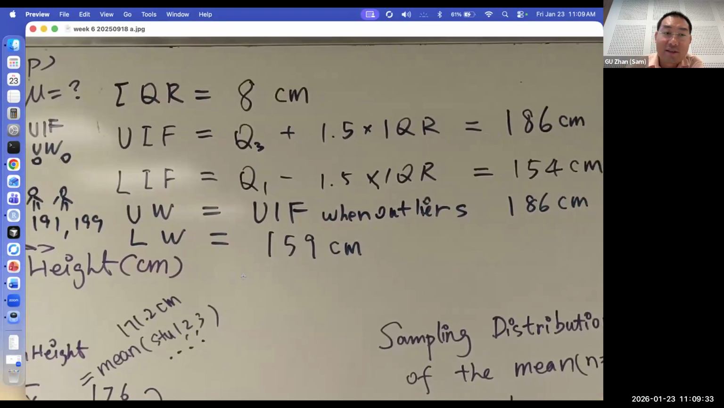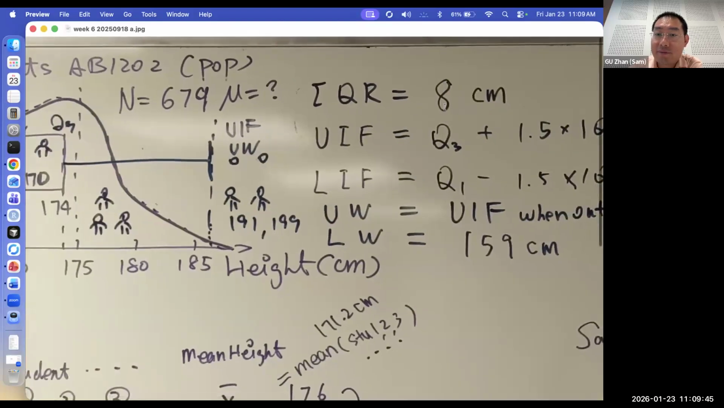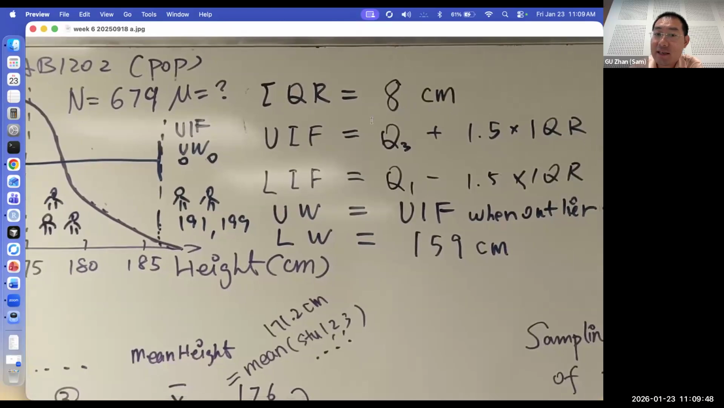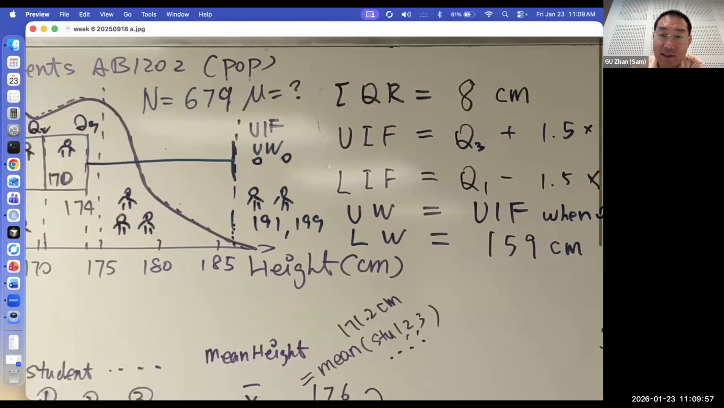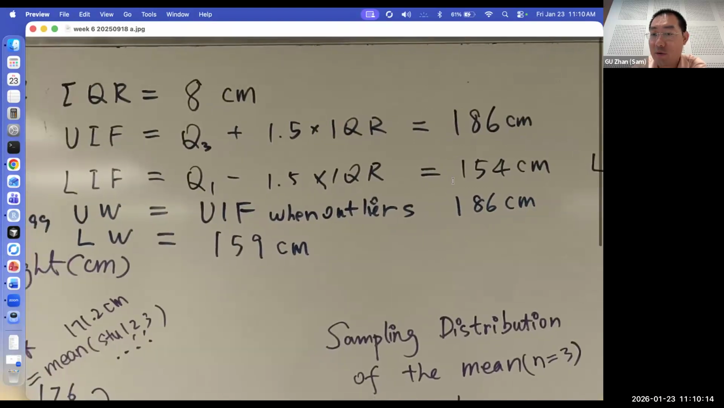Next, how do we calculate this box plot and how to draw it? First, calculate the interquartile range, which is Q3 minus Q1. So 174 minus 166, then you arrive at 8 centimeter. Next, your upper inner fence is your Q3 plus 1.5 times the interquartile range. Q3 is 174, so I have 174 plus 1.5 times 8 centimeter, which is 12 centimeter. So plus 12, you get 186 centimeter, and the lower inner fence is 154.